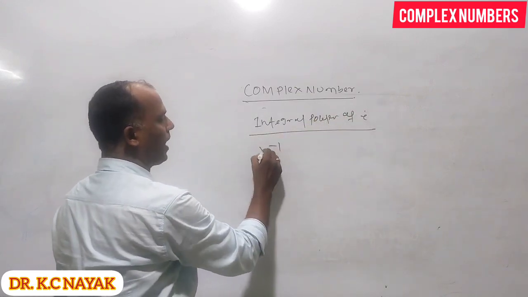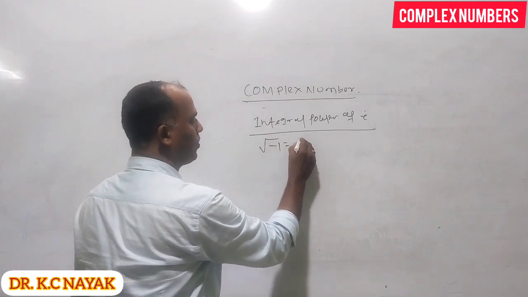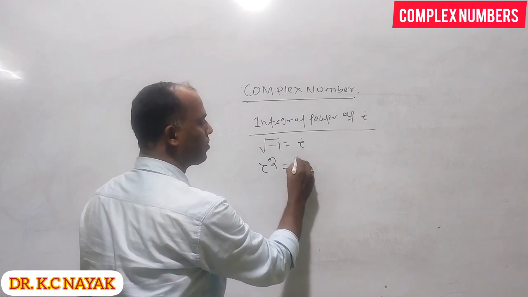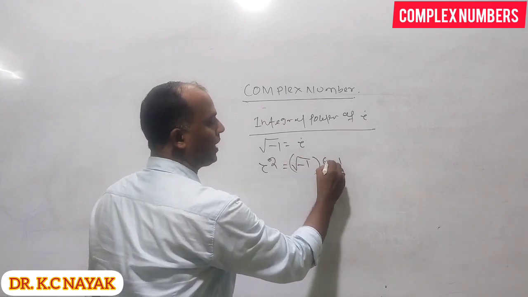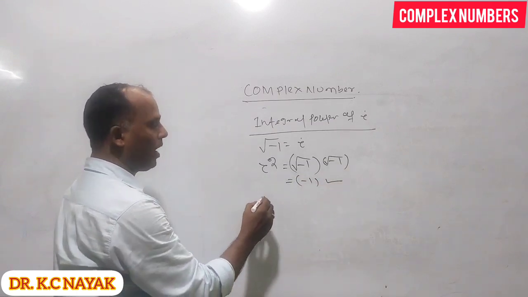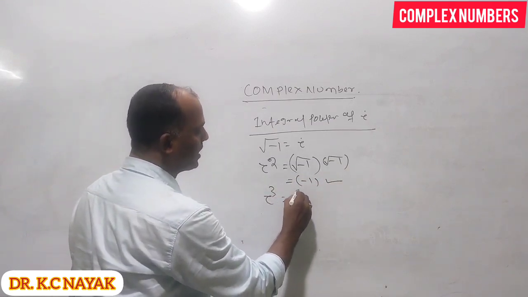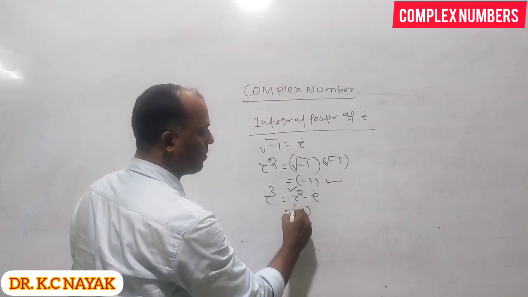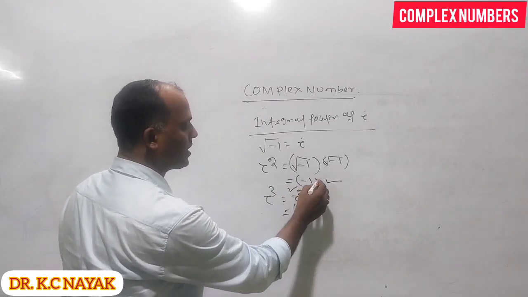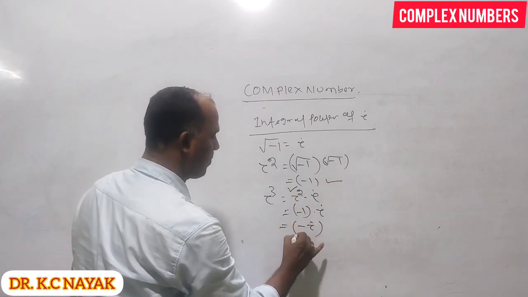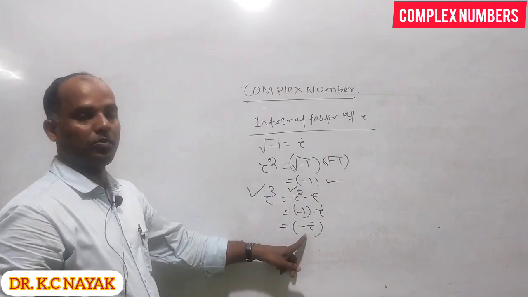We know that root of minus 1 is equal to i. Then what about i square? i square is root of minus 1 into root of minus 1, that means it is minus 1. Then what about i cube? i cube is equal to i square into i. What is the value of i square? i square is minus 1. So i cube is equal to minus 1 into i, that means minus i.